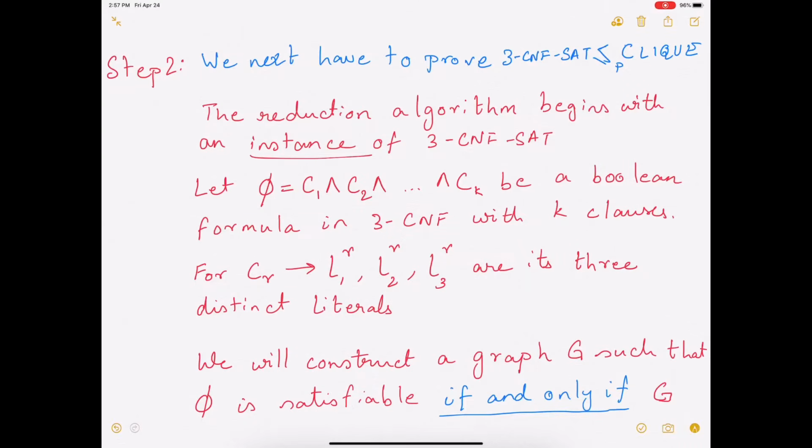Now let us assume that the Boolean formula phi for this instance has k clauses in it. The Boolean formula is expressed as C1 and C2 and C3, and so forth up to Ck. So there are k clauses. Each clause contains 3 literals. So if you consider the rth clause Cr, it will contain 3 literals, L1r, L2r and L3r. That's how we are looking at one instance of 3CNF-SAT.